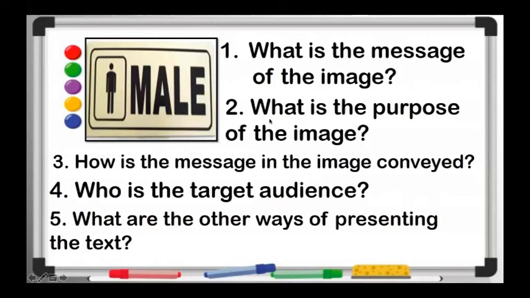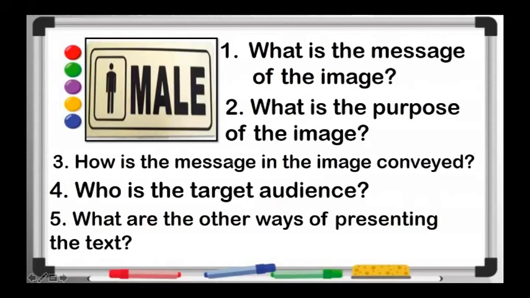Next, we have number 2. What is the purpose of the image? The main purpose of the image is to give information. Information on what? Informing you, before you enter this specific place, that this area is only for male. We are informing you that this is strictly an area for male, or this restroom or this toilet is to be used only by male. So that is the main purpose of your image, which is to give information.